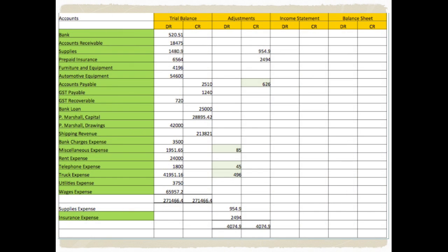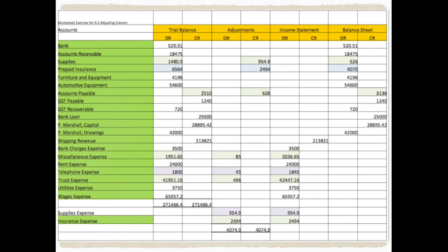Next, we have to add up the debits and credits on the adjustment columns to make sure that they are equal. And then we have to move everything to its respective places. We move all the expenses and revenues to the income statement columns, and as they're being moved, they're also being adjusted. Take miscellaneous expense, for example. The debit of the trial balance and adjustment columns were added up, and we got $2,036.65. Then, when we transferred all the assets, liabilities, and owner's equity accounts to the balance sheets, we had to adjust the columns.